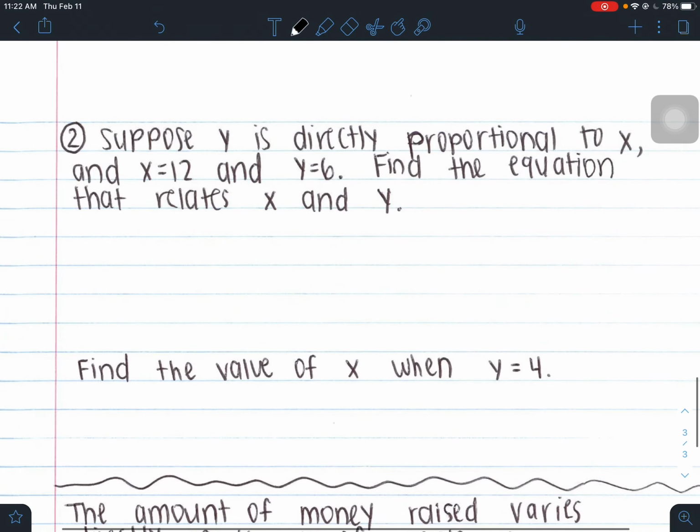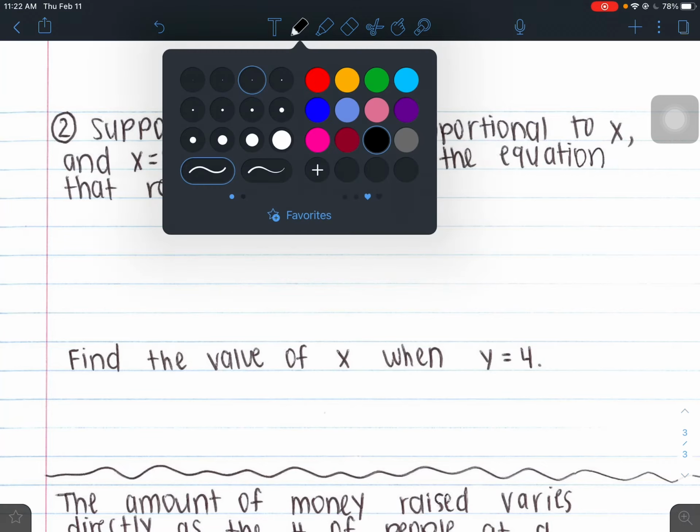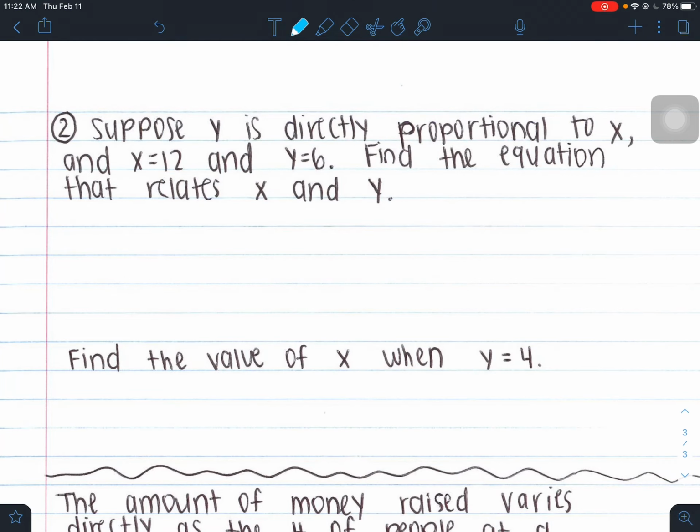All right, moving on to number 2. Suppose y is directly proportional to x. Now again, it doesn't say varies directly, but it does say directly proportional. And anytime you see varies directly or directly proportional, you know it's direct variation. That word directly kind of tips that off to us. So this is directly proportional.